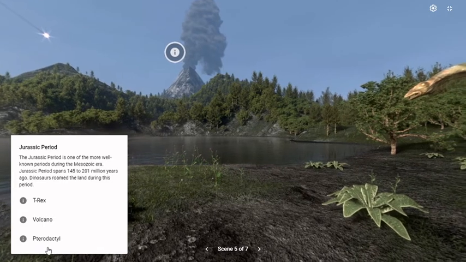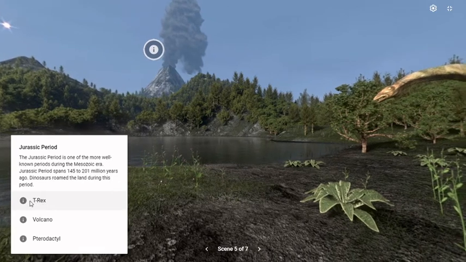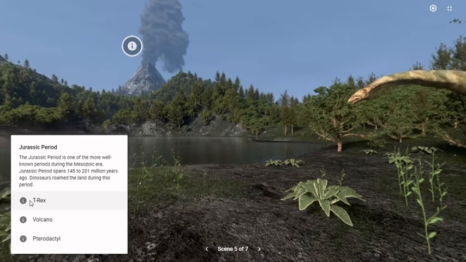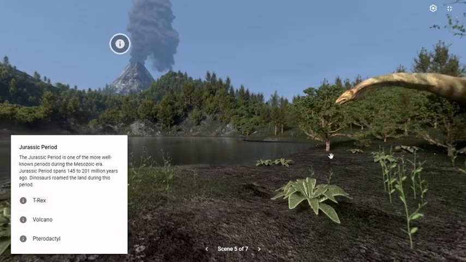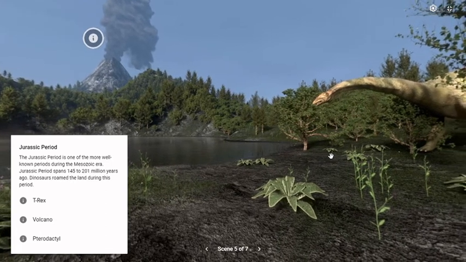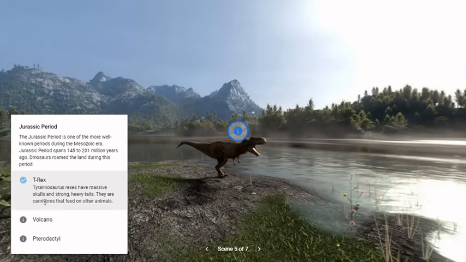Wow, what do we have in here? Interesting. Look at these guys. It's super cool. Alright. Tyrannosaurus rexes have massive skulls and strong, heavy tails. They are carnivores that feed on other animals.